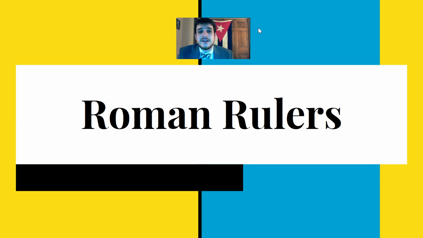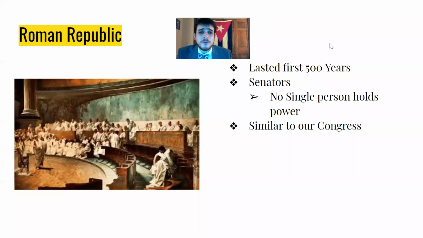So without further ado, today we're going to be learning about Roman rulers. When we talk about Roman rulers, we need to start with the first government of ancient Rome. That's the Roman Republic. It's going to last for about the first 500 years of the existence of ancient Rome, and it's going to be very similar to the government that we have in our Congress today, where not one single person is going to hold power, but a group of people.